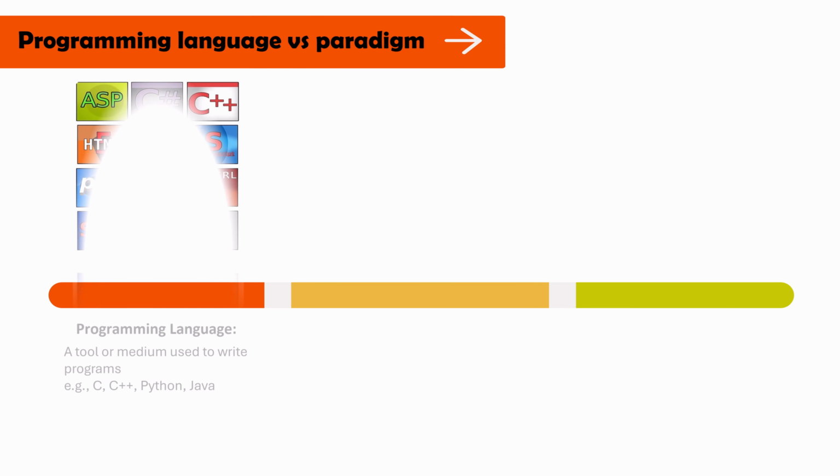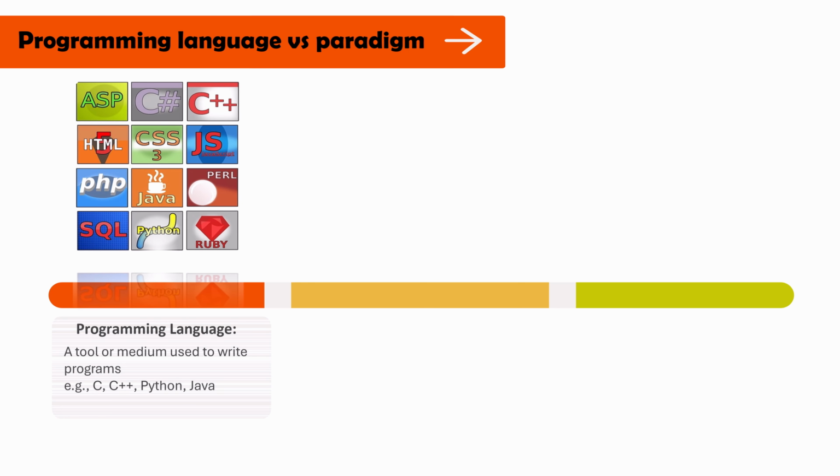So a programming language is basically the tool, or you can call it a medium. A programming language is simply a tool that we use to communicate with the computer. Each language has its own syntax, keywords, and rules, just like human languages. For example, C, C++, Python, Java are all different programming languages, but they can all be used to solve similar problems. Think of it like speaking English, Spanish, French, Urdu. The message can be the same, but the form of expression changes. So a programming language is basically a tool, or we can say a medium.